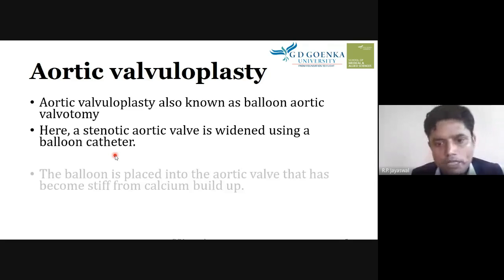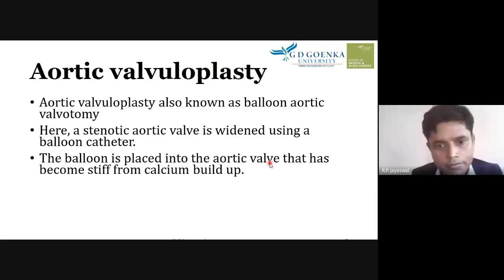The balloon is placed into the aortic valve that has become stiff from the calcium buildup. So the aortic valve has become very stiff, very hard, and very rigid. Why? Because of the calcium buildup. So this stenotic aortic valve is corrected by placing a balloon inside the aortic valve, and now the aortic valve will recover the function it has in a normal healthy person.